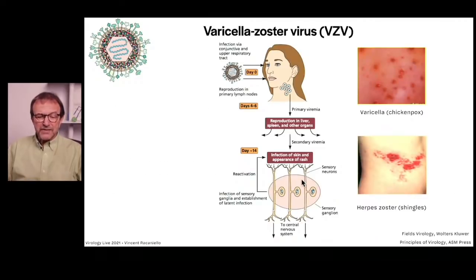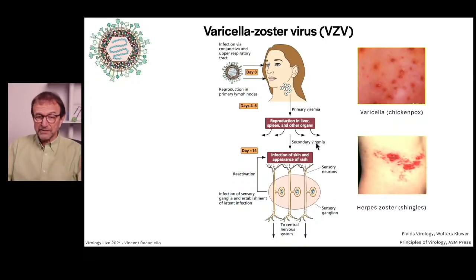Our next one is varicella zoster virus. Chickenpox is the varicella part, and shingles is the zoster part. So you typically get this as a kid. This is transmitted by respiratory droplets now, and it will infect your upper respiratory tract, reproduce in primary lymph nodes. You get a viremia, which moves the virus to the liver, spleen, and other organs where it reproduces more, and then you get a secondary viremia.